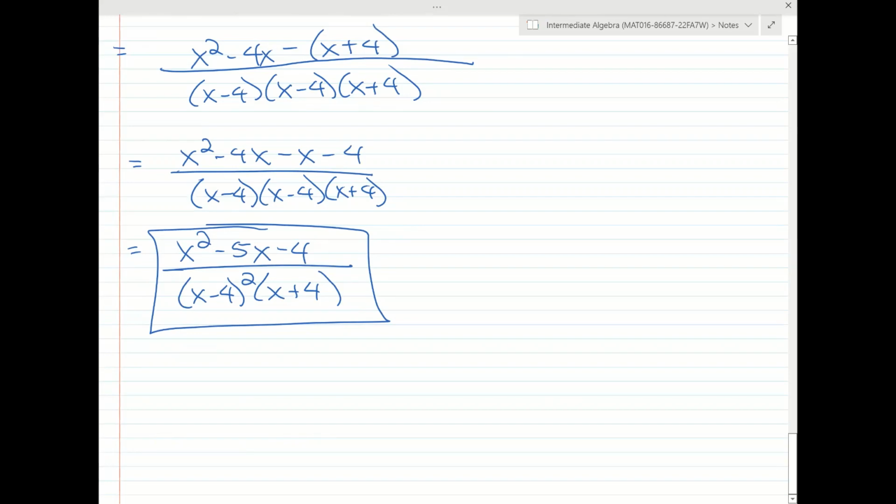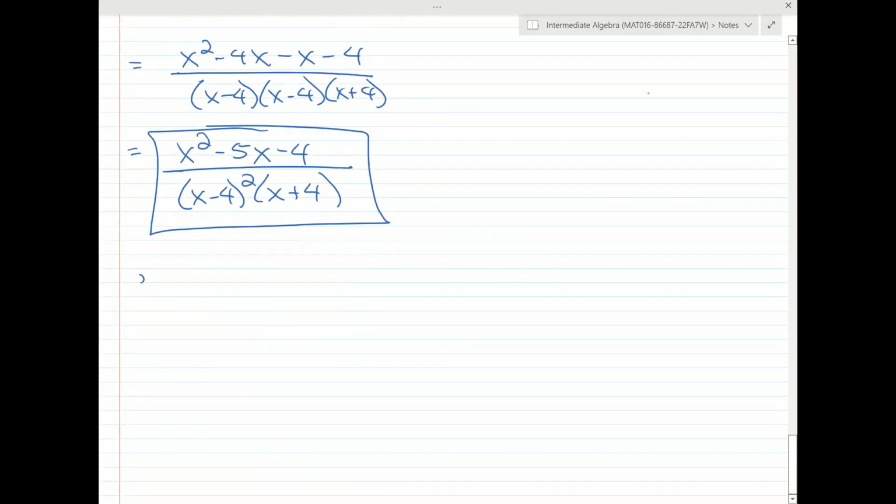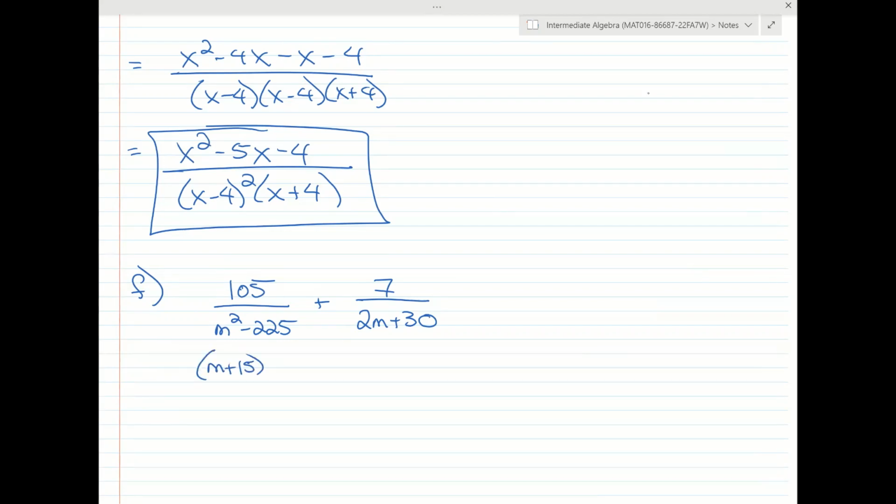What if we had, say, 105 over m squared minus 225 plus 7 over 2m plus 30? But we want to factor to figure out what the common denominator is. This will just be m plus 15 times m minus 15. We can take out a 2 here and we get m plus 15.